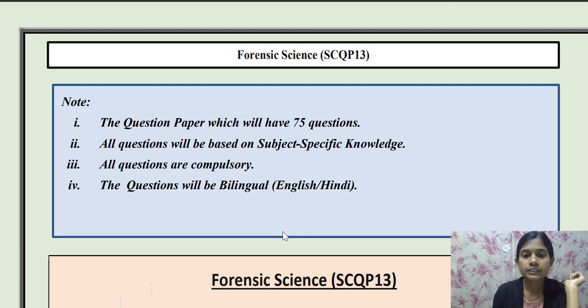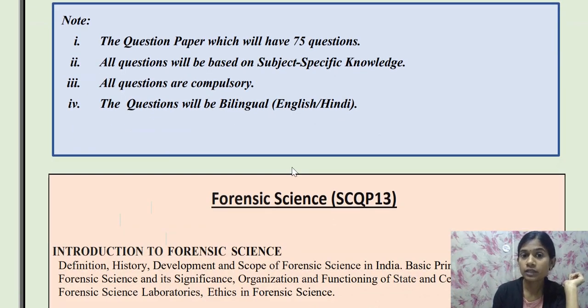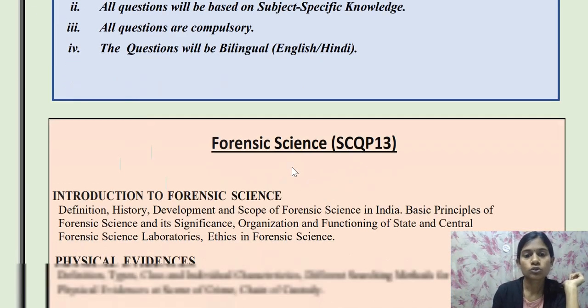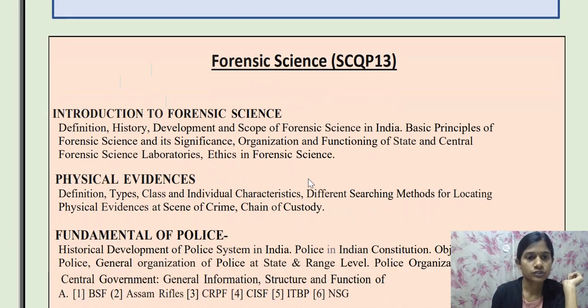The question paper will be available in both English and Hindi, bilingual. Coming to the syllabus of Forensic Science, first I will go through the headings of the syllabus, then I'll explain each individual topic in detail. First, introduction to Forensic Science.